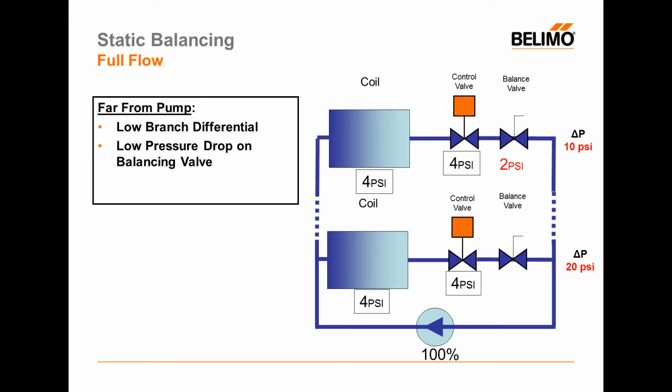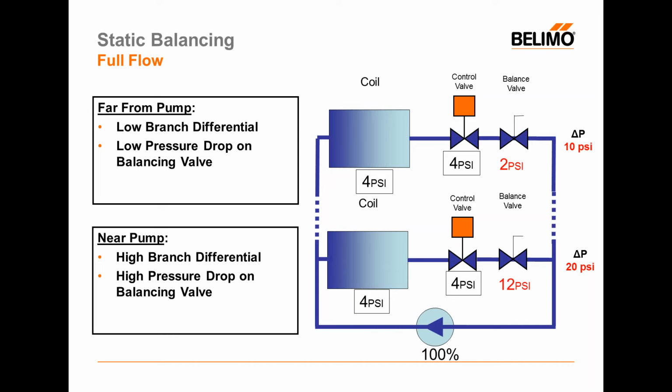And so I still have a 4-pound pressure drop on my coil, I still have a 4-pound pressure drop on my control valve based on the flow, but when I balance the loop on the bottom floor, on the first floor, I'm going to have a substantially higher pressure drop on my balancing valve, and that would give me a 12-pound pressure drop down there.